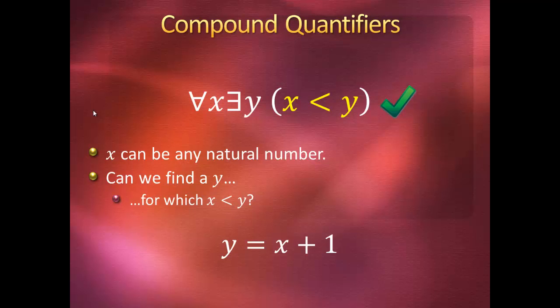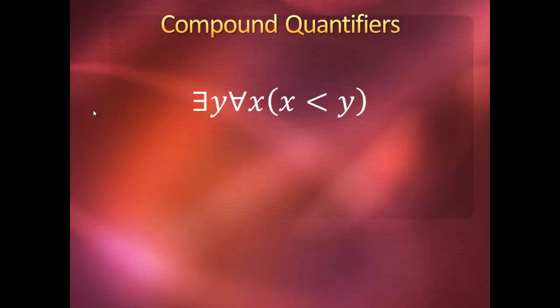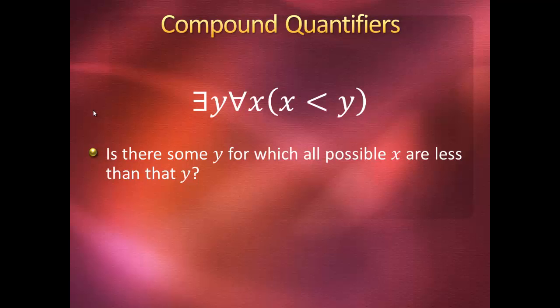Now, look at this statement. It looks almost exactly the same as our previous statement. The only difference is that the universal and existential quantifiers and their variables have been switched. Does this mean the same thing? This statement says there exists a y such that for all x, x is less than y. So this is a little different. This implies that there should be some y for which all possible x are less than that y.